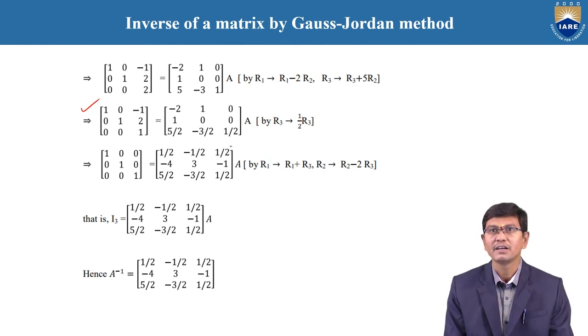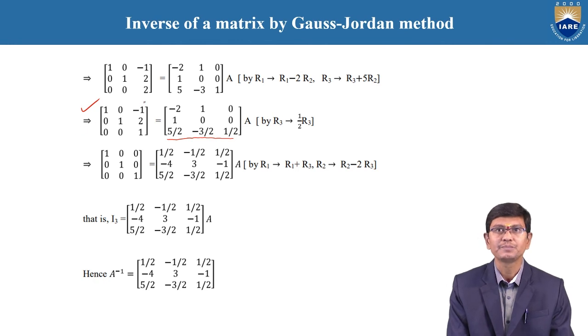On the right side, the unit matrix has also changed, in the form of minus 2, 1, 0, 1, 0, 0, 5 by 2, minus 3 by 2, 1 by 2. And finally, when we observe the LHS matrix, the first row needs the minus 1 to be 0, and that 2 is also 0.